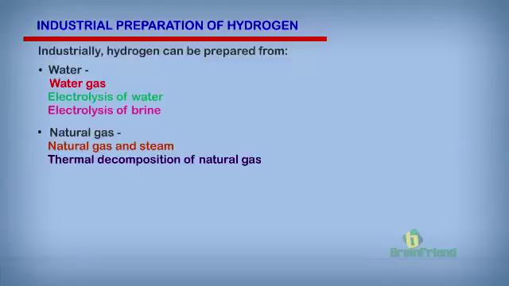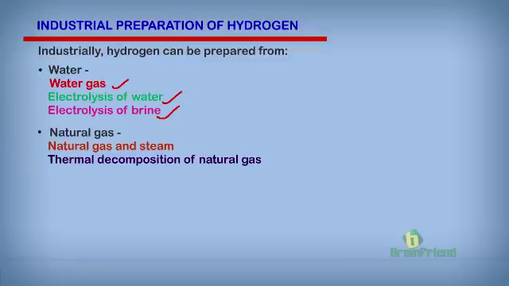Now we'll be looking at the industrial preparation of hydrogen. Industrially, hydrogen can be prepared from water and from natural gas. From water, we can prepare hydrogen from water gas, or from electrolysis of water, or from electrolysis of brine.